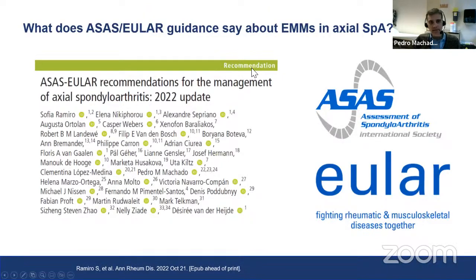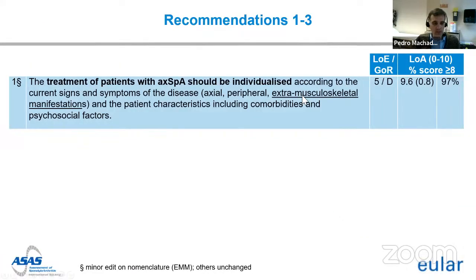So what does ASAS EULAR guidance say about the presence of extramusculoskeletal manifestations in axial SpA? Well, the updated recommendations for the management of axial spondyloarthritis have been recently published, and I will just highlight two of those recommendations. The first one: the treatment of patients with axial SpA should be individualized according to the current signs and symptoms of the disease, that is axial, peripheral, and extramusculoskeletal manifestations, and the patient's characteristics, including comorbidities and psychosocial factors. So essentially, the presence of these features should be taken into account when treating patients with axial SpA.